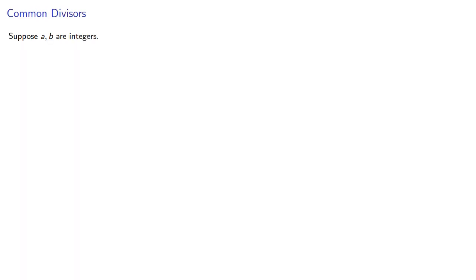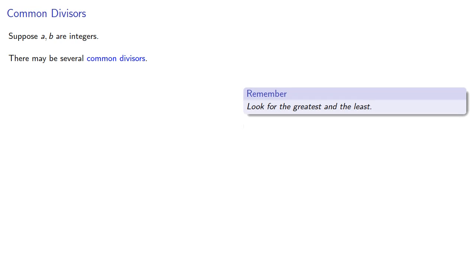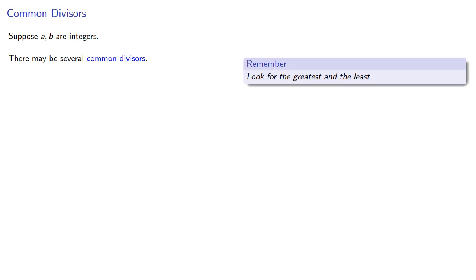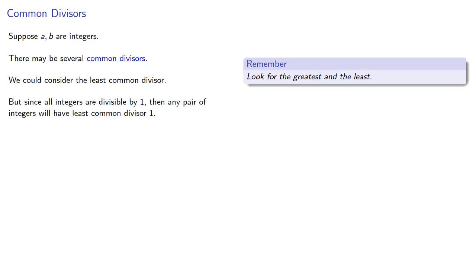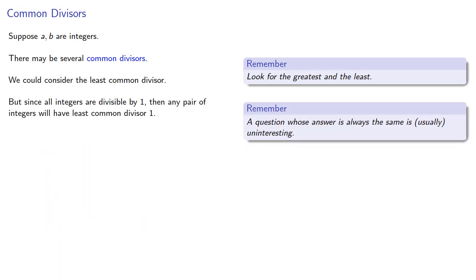Now, one important idea. Suppose A and B are integers. There may be several common divisors. Now, a useful guide in math and life: look for the greatest and the least. So we could consider the least common divisor. But since all integers are divisible by 1, then any pair of integers has least common divisor 1. And a question whose answer is always the same is usually uninteresting.